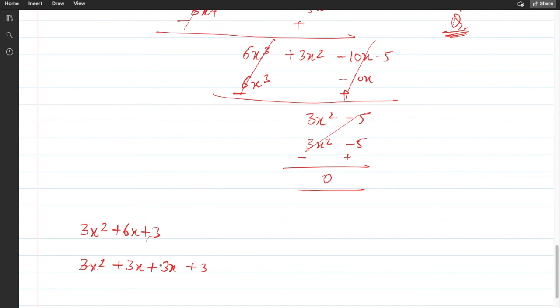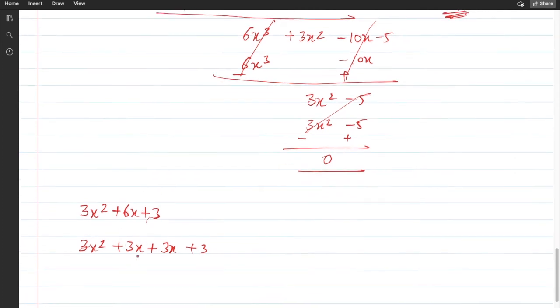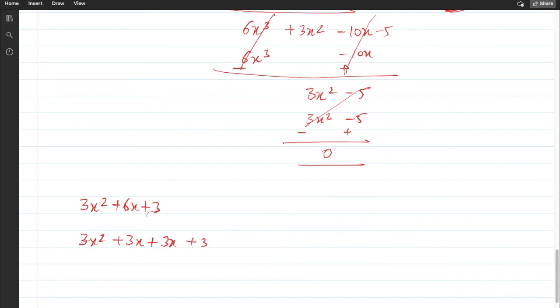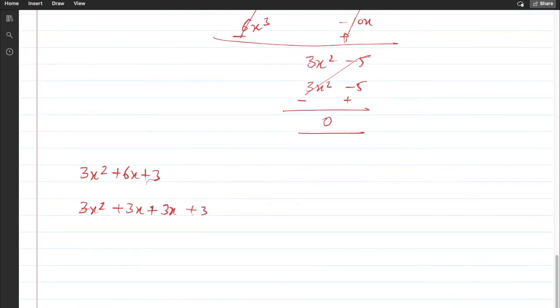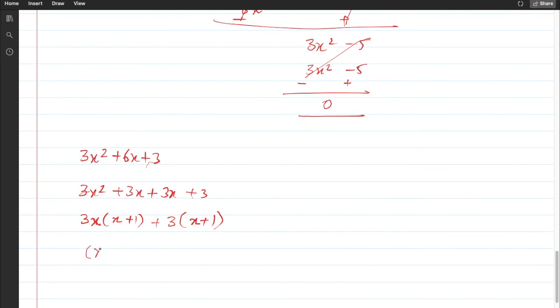Alright, so the sum is 6x and the multiplication is 3 times 3x square times 3, that is 9x square. Yeah, and I can write now, take the 3x common from here, so this will become x plus 1, and from here I will take 3 common, this will become x plus 1. Then I can take x plus 1 common throughout this equation, then I can get 3x plus 3.